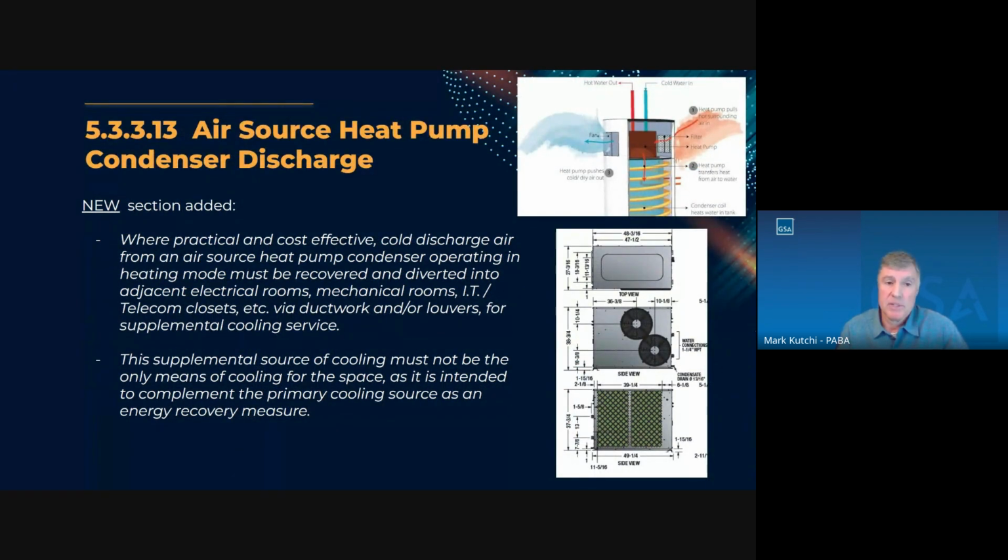Okay, a new section was added for air source heat pump condenser discharge. The two images on the right are images of a domestic hot water heat pump unit. But where practical and cost effective, cold air discharge from an air source heat pump condenser operating in heating mode must be recovered and diverted into adjacent electrical rooms, mechanical rooms, IT rooms, closets, via ductwork and/or louvers for supplemental cooling service.